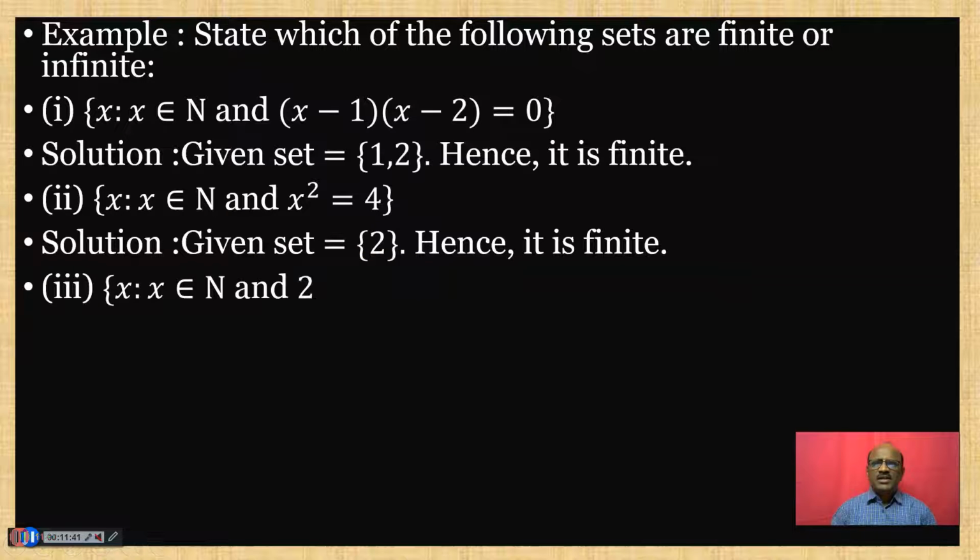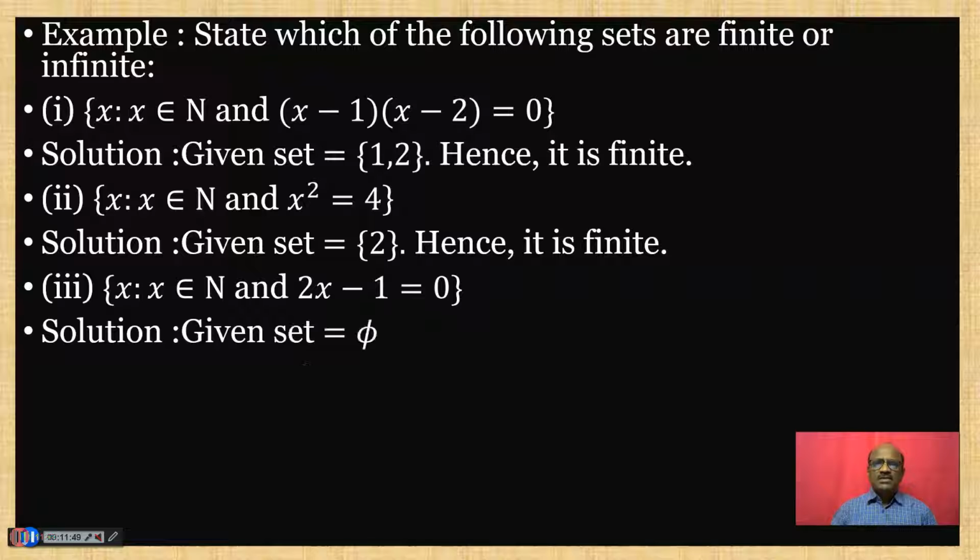Next example: x such that x belongs to the set of natural numbers and 2x minus 1 equals 0. If we solve this, 2x minus 1 equals 0 means 2x equals 1. Therefore, x equals 1 upon 2. But 1 upon 2, half, is not a natural number. Therefore, the given set is empty. Hence, every empty set is finite.